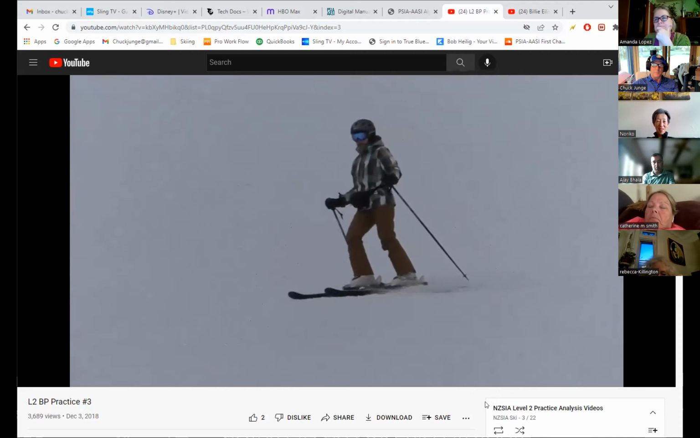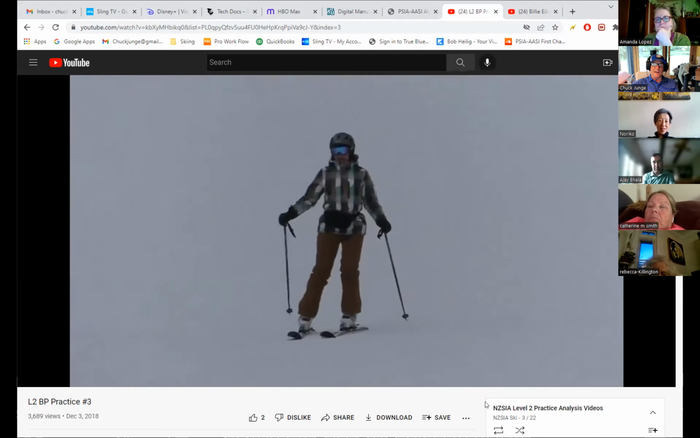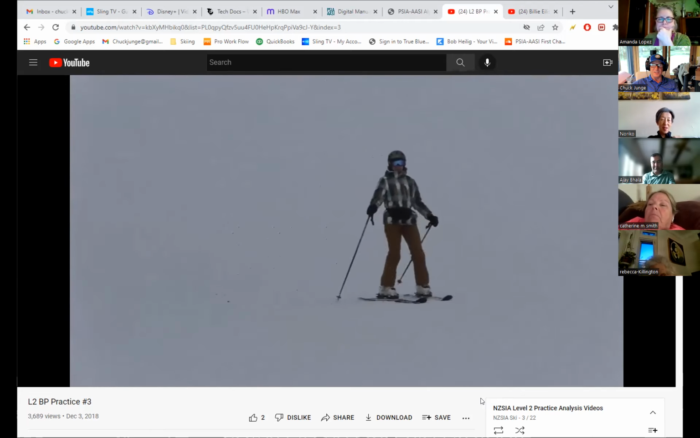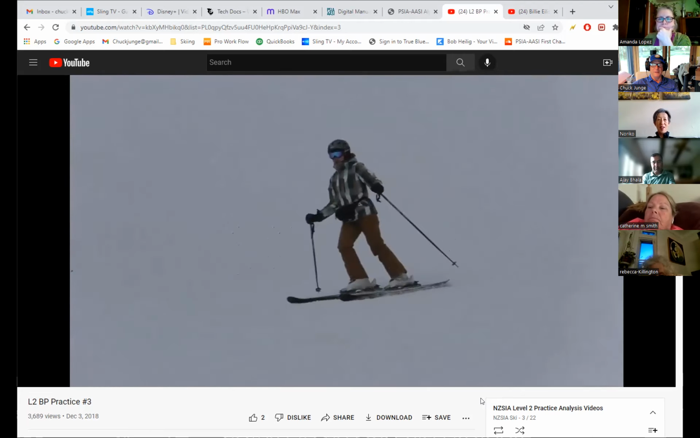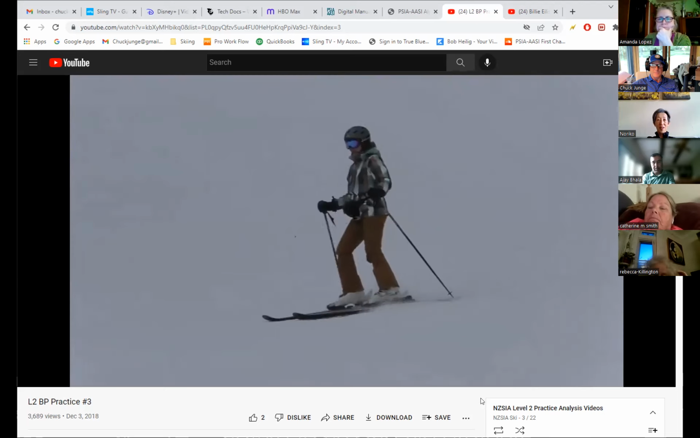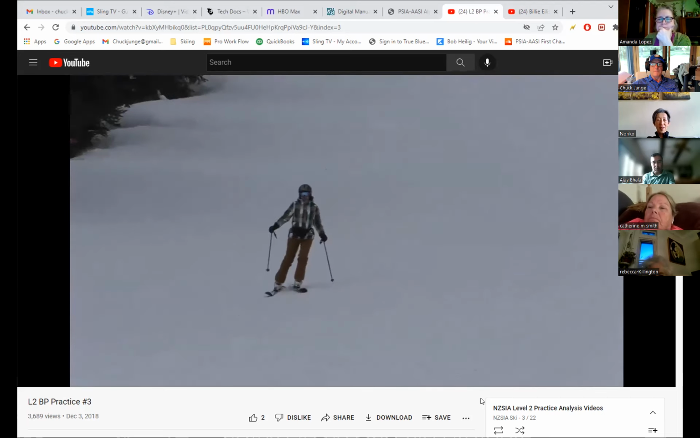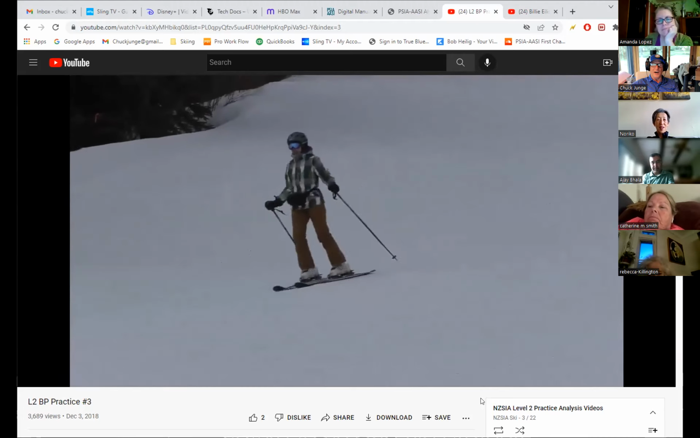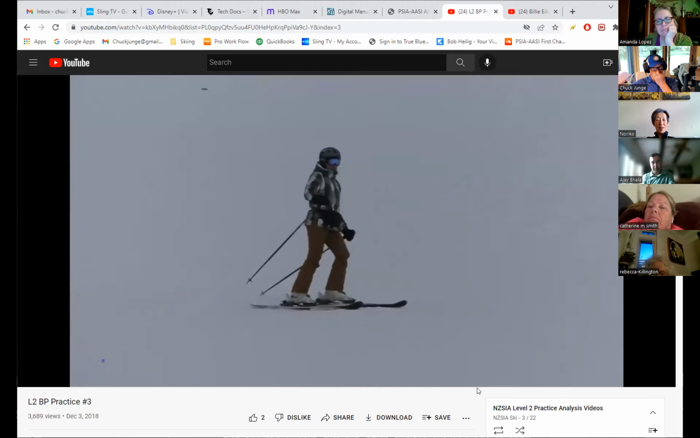Yeah. So Catherine, you were talking about how that one leg went far forward. This is like the stepping strategy. And we see this a ton in intermediate skiers.